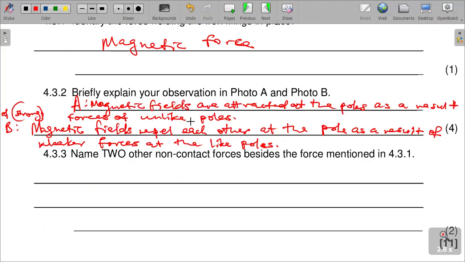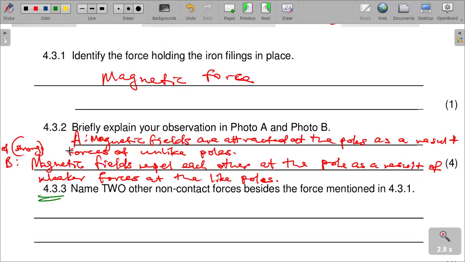4.3.2. Next question: name two other non-contact forces besides the force mentioned in 4.3.1. So in 4.3.1, we are talking about what? Magnetic force. So another force which we can mention there, other two non-contact forces besides the force mentioned there.